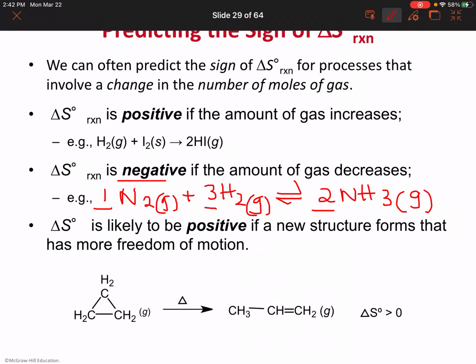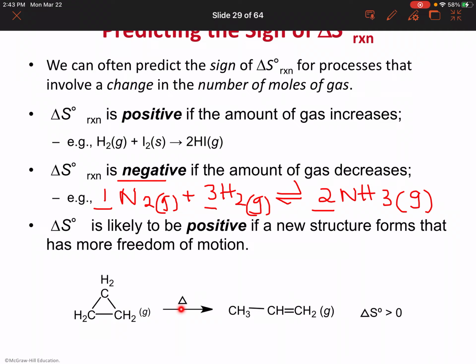And delta S naught is likely to be positive if a new structure forms that has more freedom of motion. Now here this is cyclopropane. There are 3 carbons. It's a cyclic compound. And then the bond angle is about 60 degrees. This is a very strained molecule.